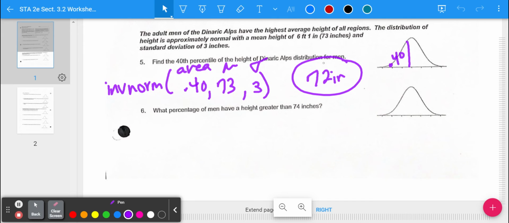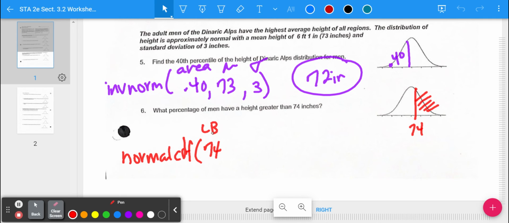Okay. For number 6, what percentage of men have a height greater than 74? Well, we make sure we shade this correctly. Greater than would be above. So as we're labeling this, again, they give us the actual value, so we're just going to use a normal CDF. And it's CDF because we want the cumulative value. The lower bound in this case would be our 74, while the upper bound will be positive 1E99. The mean is 73, and our standard deviation is 3.